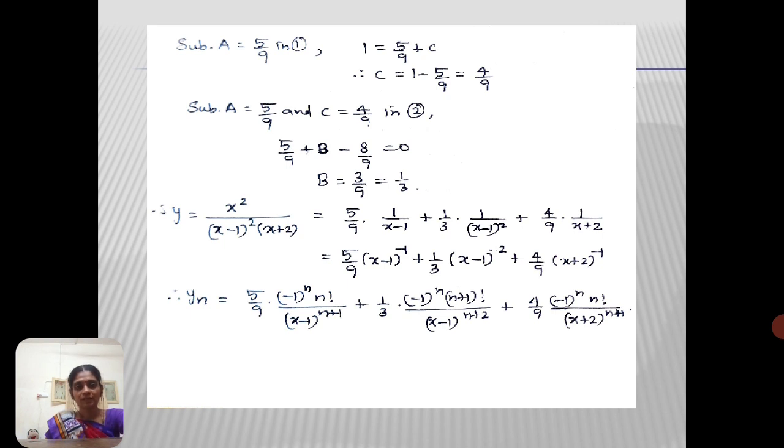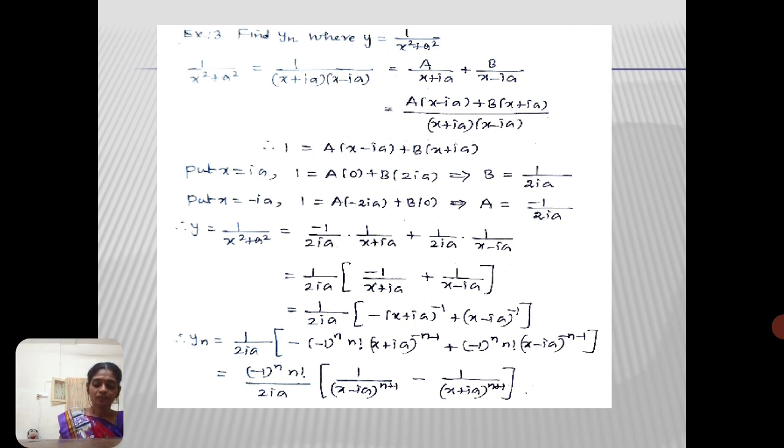Now we take the nth derivative in this step. So d power n of x minus 1 power minus 1, d power n of x minus 1 power minus 2, and d power n of x plus 2 power minus 1 can be found out. So therefore yn will be 5 by 9 into minus 1 power n factorial by x minus 1 power n plus 1, plus 1 by 3 minus 1 power n plus 1 factorial by x minus 1 power n plus 2, plus 4 by 9 minus 1 power n factorial by x plus 2 power n plus 1.